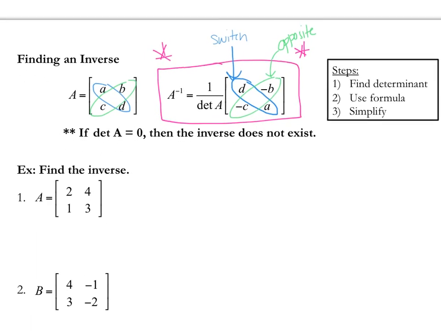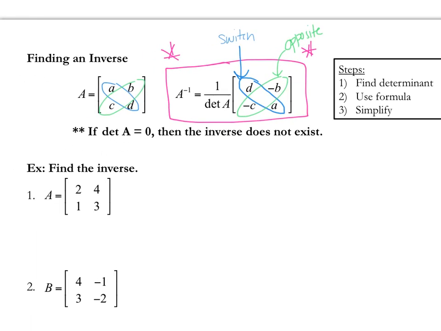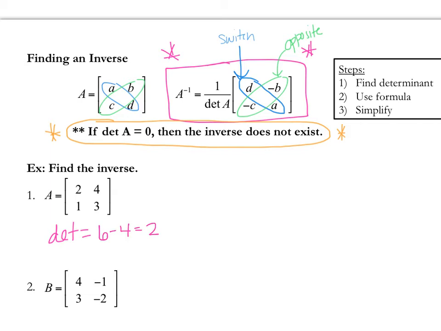So let's go ahead and try the first one, or quick note. If the determinant equals 0, then the inverse does not exist. That's an important note, and we'll see that in a problem in a second, and then you'll understand why it doesn't exist. So first step is to find the determinant. The determinant is the product of the first diagonal, which is 6, minus the product of the second diagonal, which is 4. So the determinant for this one is 2.